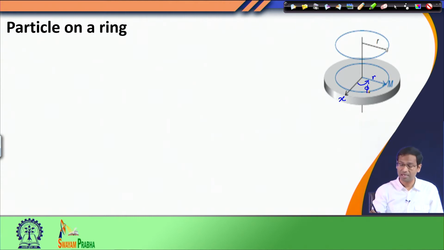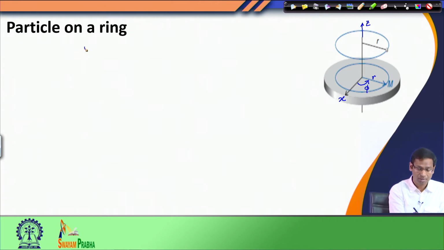However, when I describe this particle's motion in the Cartesian coordinates, you can see that I have defined this axis as the z axis, this is x, and the other axis is y. Therefore, the movement of the particle is confined to the x and y axes, or in other words the xy plane. For such a system, because I want to solve the particle on a ring problem quantum mechanically, I would start by writing down the Hamiltonian.